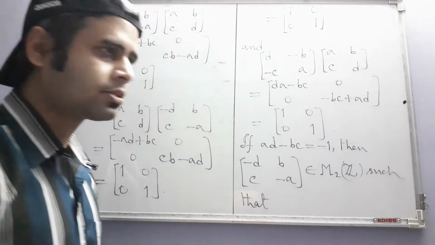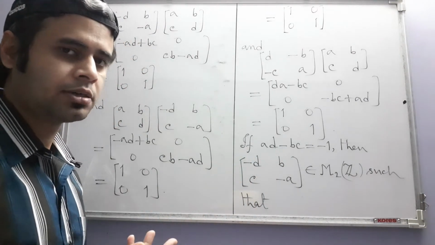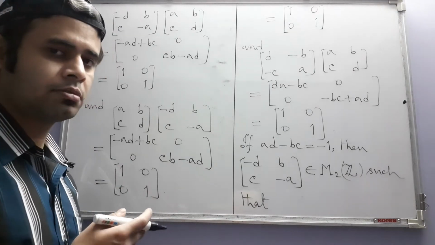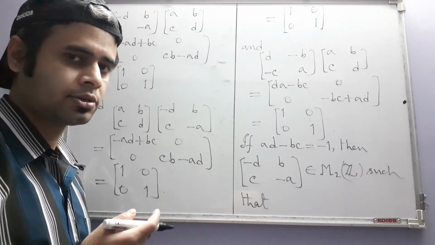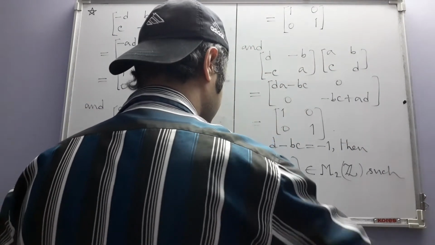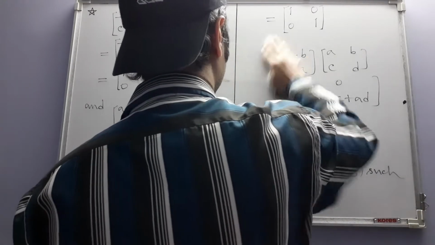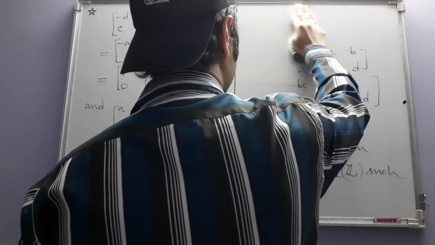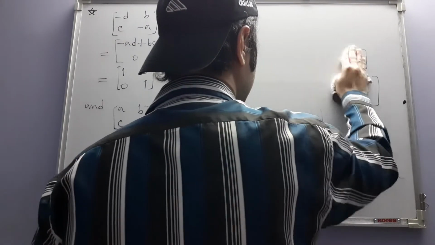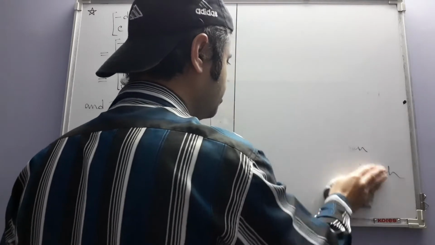Is the converse true? Is every matrix in M2(Z) that has a multiplicative inverse like this such that its determinant also has to be plus 1 or minus 1? Actually that's the case, and let's now show that. Once we show that, this will characterize all the matrices that have multiplicative inverses, or in other words, all the elements in this ring that are units.